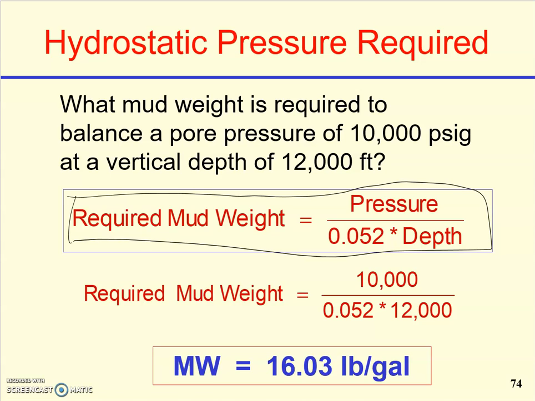So in this case it's 10,000 psi divided by 0.052 multiplied by 12,000 feet. That's the mud weight that you need to use, 16.03 pound per gallon. So this is an important equation, and please make sure you understand this equation. And I guess in the next video I'm going to talk about the whole problems.